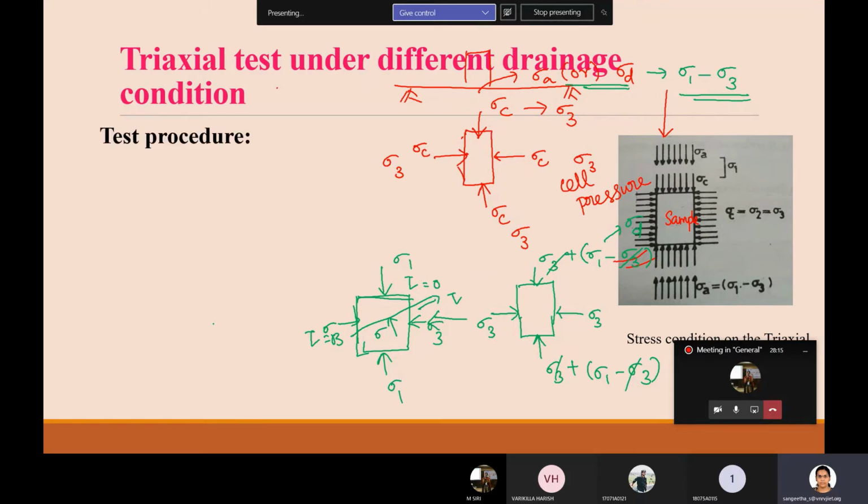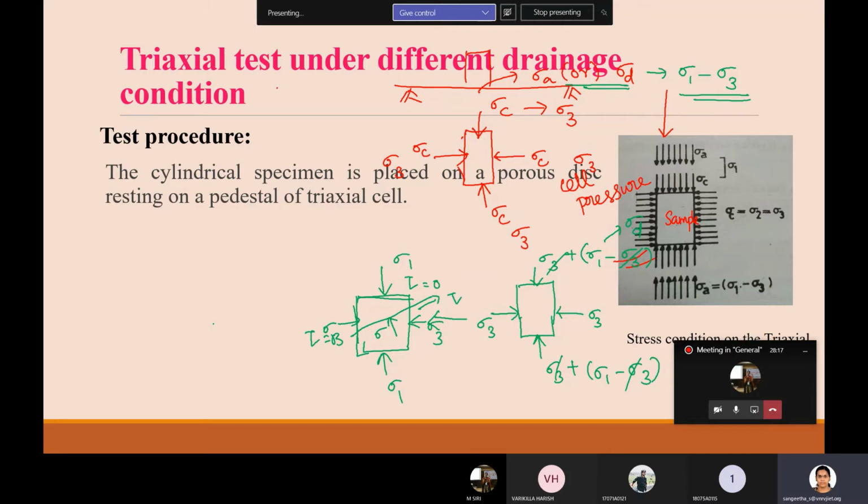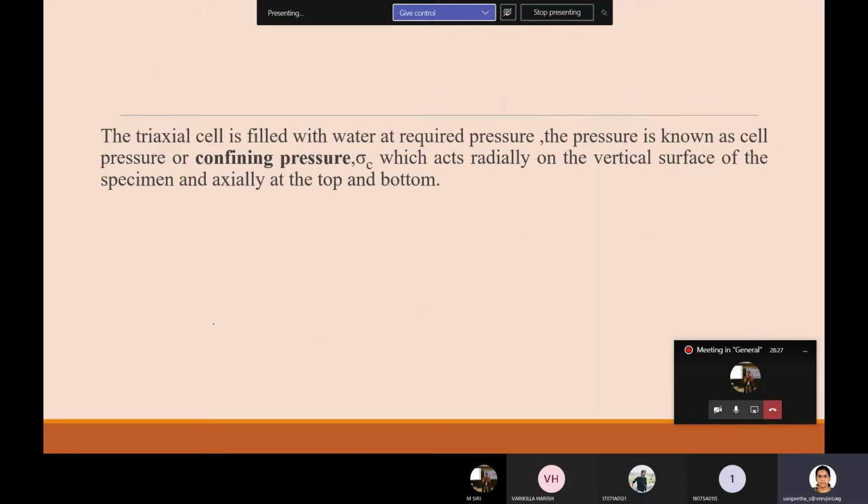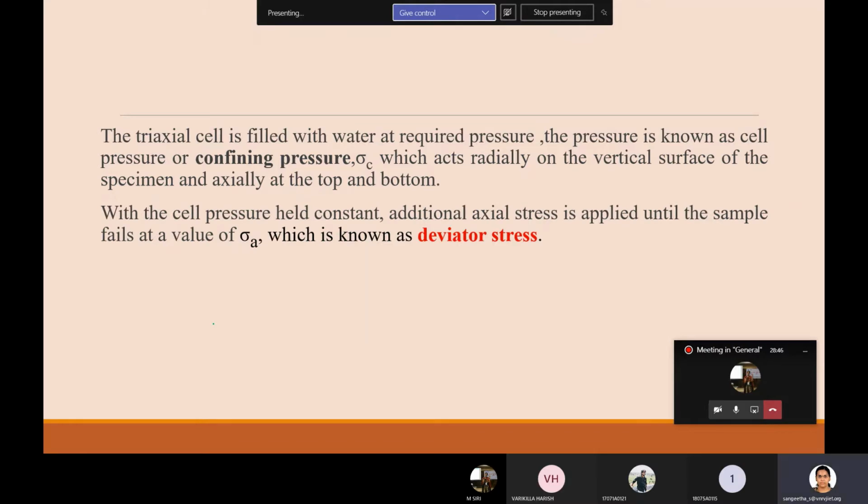Let's see them in words. Testing procedure: the cylindrical specimen is placed on the porous disc of the triaxial cell above the pedestal, and the specimen is encased in the rubber membrane as I told you. Then the entire triaxial cell is filled up with water, and that water will exert a pressure, which is the cell pressure or confining pressure, radially all around your soil sample.